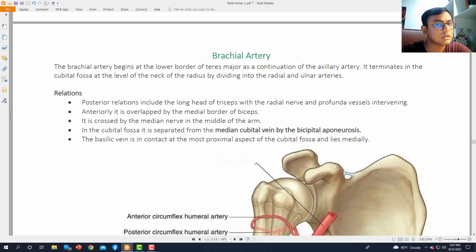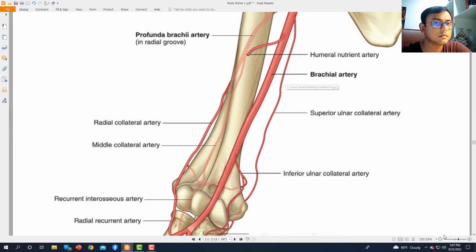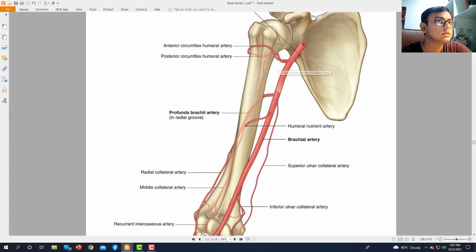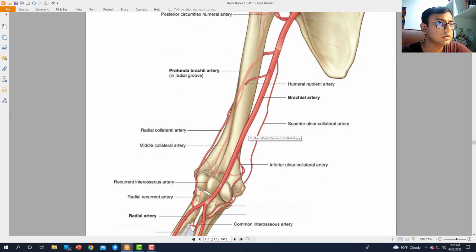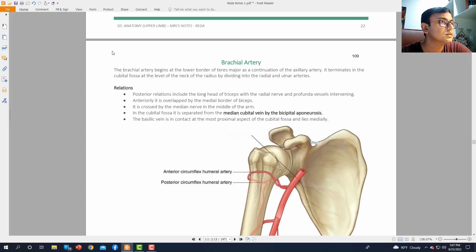Now the brachial artery. It is one of the important arterial supplies, which is a continuation of the axillary artery. Here the axillary artery acts as the brachial artery. If I take it in short, this is the axillary artery; it goes on and is then called the brachial artery. The largest branch of the brachial artery is the profunda brachii artery. The brachial artery begins at the lower border of the teres major.